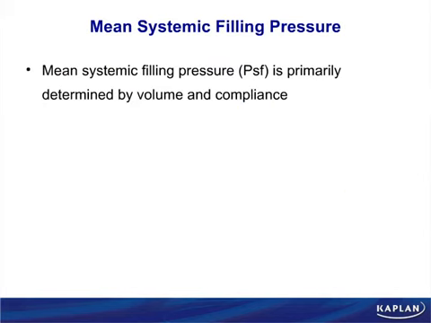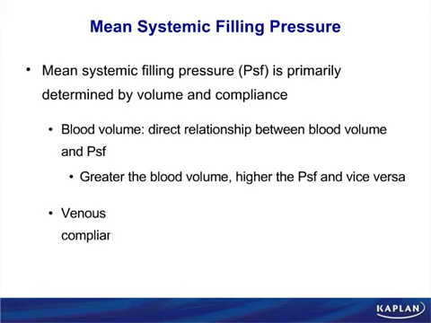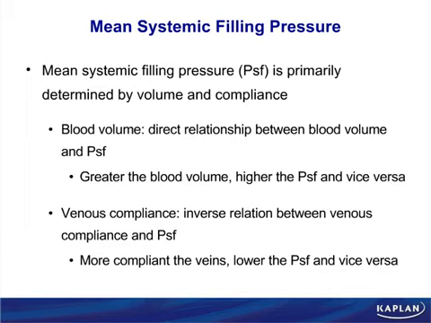All right, let's recap. Mean systemic filling pressure is determined by blood volume and venous compliance. So therefore, there's a direct relationship between blood volume and PSF. Now think about it. The greater the blood volume, the higher the PSF. They're directly related. If I reduce blood volume, I'll reduce PSF. Hopefully you're already thinking just a little bit ahead of me, but we will go through it. If PSF goes up, then venous return goes up. If PSF goes down, then venous return goes down. So venous return is going to be directly related to blood volume. Again, we'll go through that.